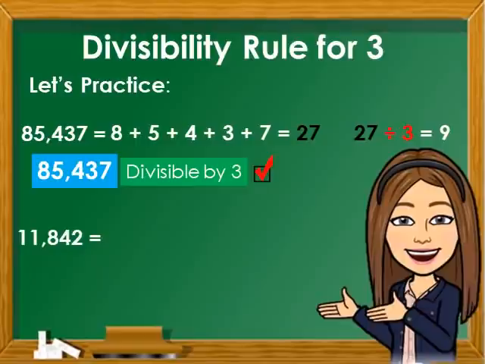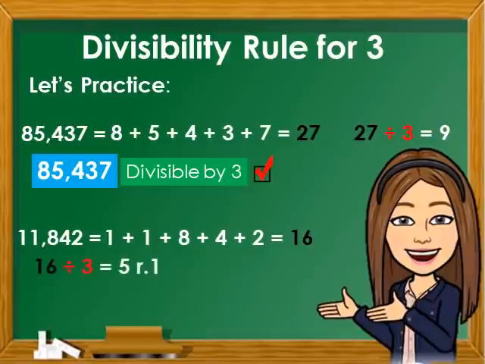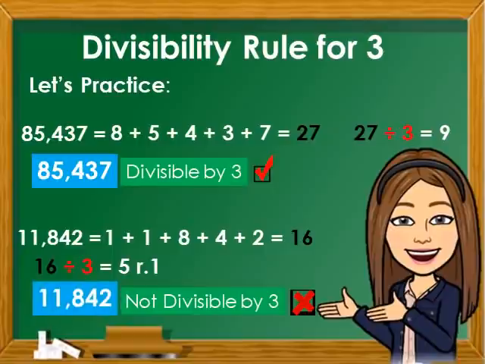11,842. Let's add the digits of 11,842. 1 plus 1 plus 8 plus 4 plus 2 equals 16. So the sum of the digits is 16. Can 16 be divided by 3 without remainder? No, there is a remainder. So we can say that 11,842 is not divisible by 3.